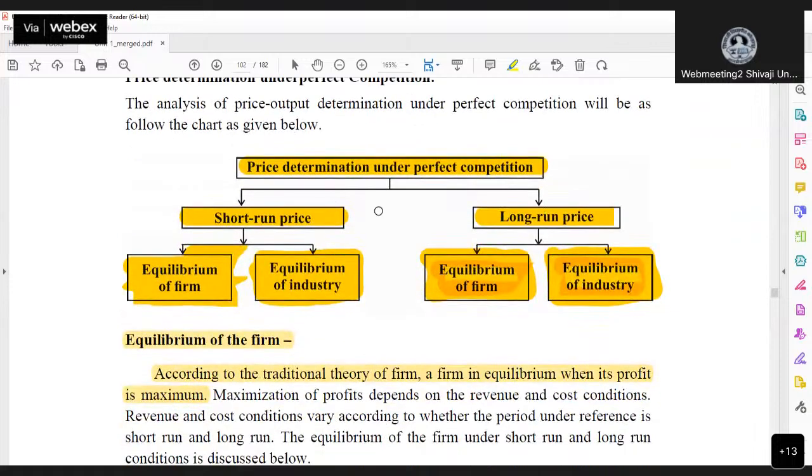Here, consider this chart, price determination under perfect competition. Under this, short run and long run, we have already discussed what is meant by short run and what is meant by long run in your first unit of discussion. So you have to revise this terminology and such basic concepts.